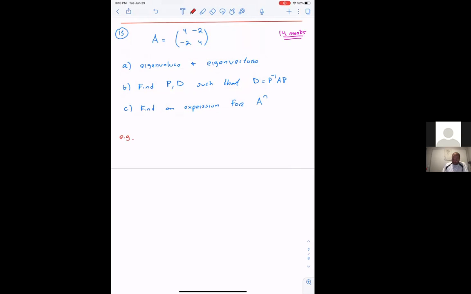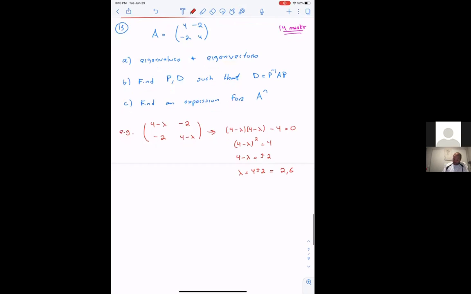We did lots of examples of eigenvectors. The first thing we do is subtract lambda along the main diagonal and only along the main diagonal. Then we take its determinant, which is (4 minus lambda)(4 minus lambda) minus 4 equals 0. In other words, (4 minus lambda) squared is equal to 4, so that 4 minus lambda is plus or minus 2, so that lambda equals 4 plus or minus 2. In other words, we have 2 or 6 as my eigenvalues.